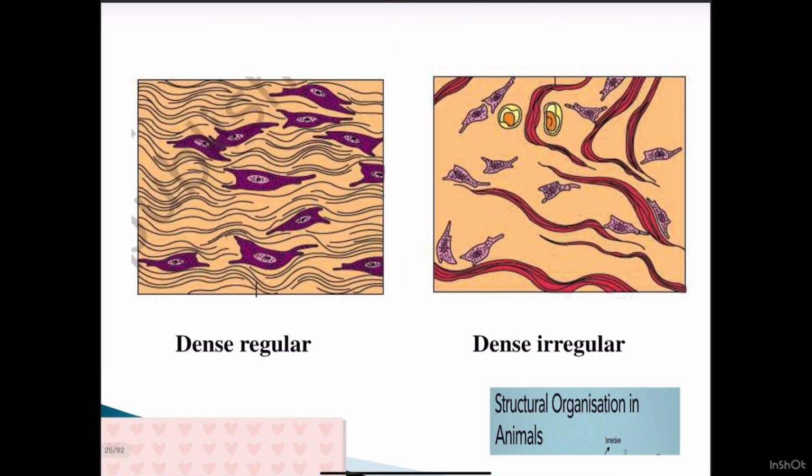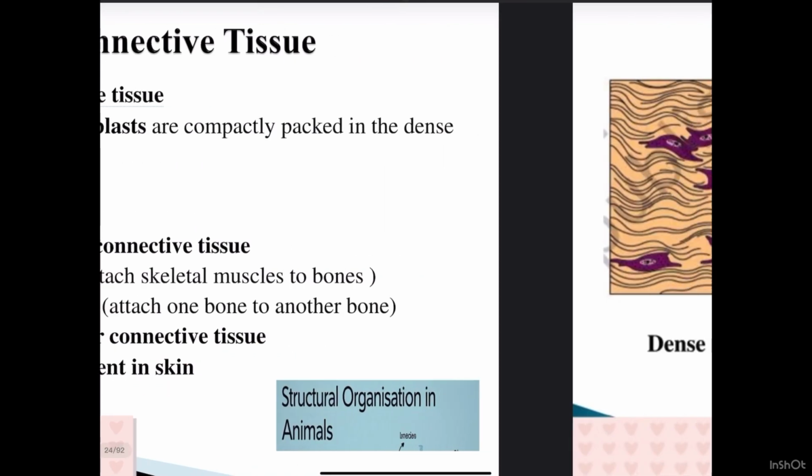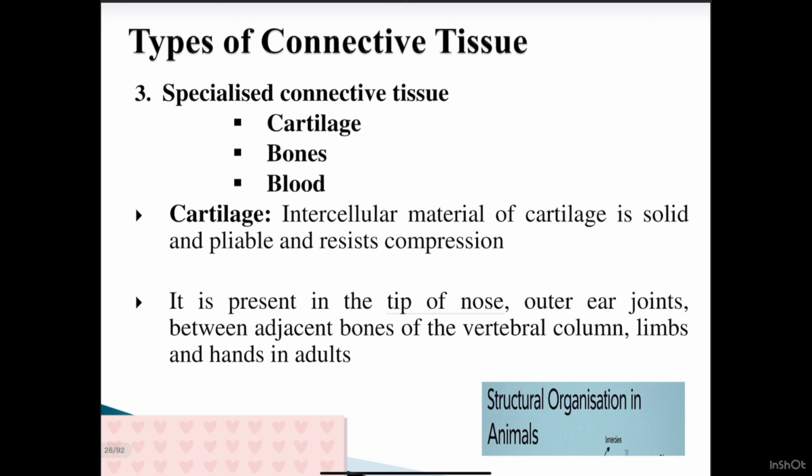Dense connective tissue, diagram-based question. You can see here the collagen fibers are arranged in a parallel, regular way. When it comes to dense irregular, these collagen fibers are not arranged in a particular pattern. They are arranged irregularly, hence it is irregular. Irregular dense connective tissue is present in the skin, whereas dense regular tissue is in tendons and ligaments. Now specialized connective tissue, that is cartilage, bone and blood.